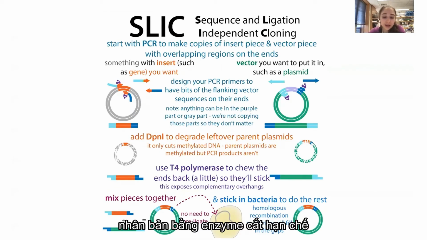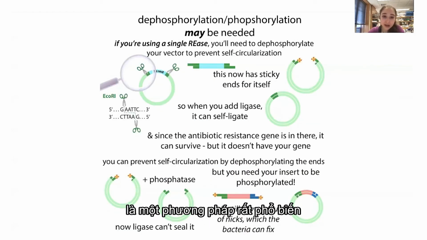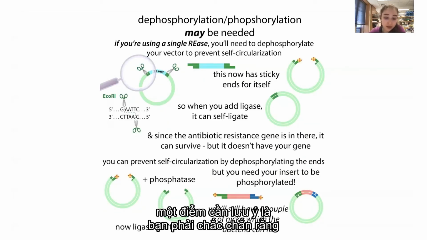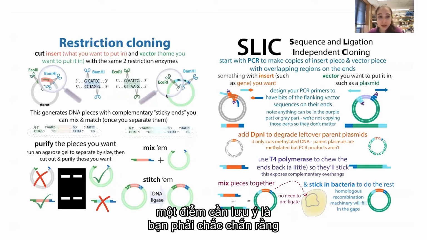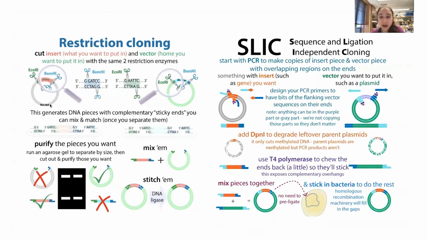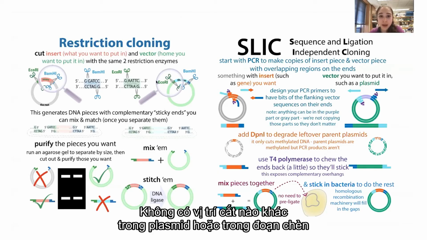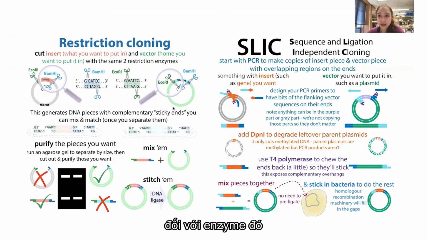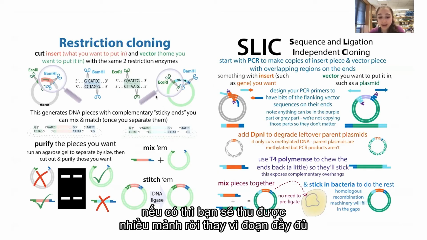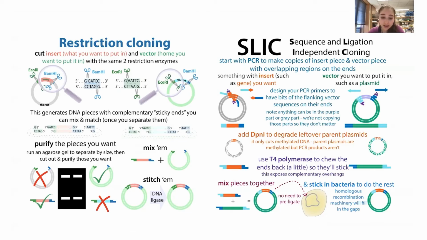So restriction cloning is a really common method that's used. One other caveat with it is you want to make sure that you don't have cut sites elsewhere in the plasmid or in your insert for that enzyme. Otherwise you would have multiple pieces and not your full length thing. So that's another thing to be aware of.